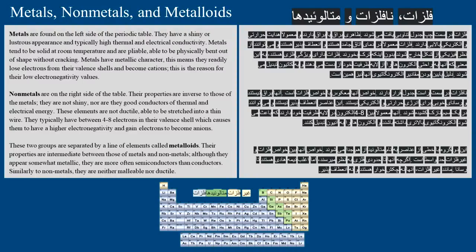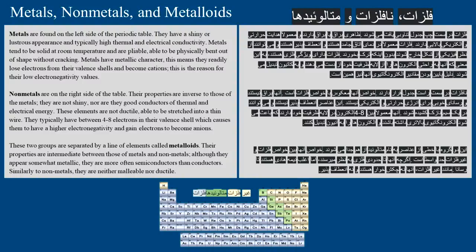Metals are found on the left side of the periodic table. On the picture that I added below, they're a blue-gray color, and they have a shiny or lustrous appearance. They typically have high thermal and electrical conductivity, and they tend to be solid at room temperature, and they're really pliable, so they can be physically bent out of shape without cracking. The metals have a metallic character, which means they readily lose electrons from their valence shell to become cations, and this is the reason for their low electronegativity values.